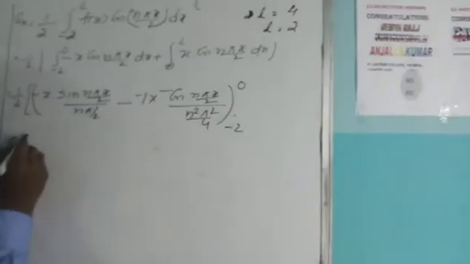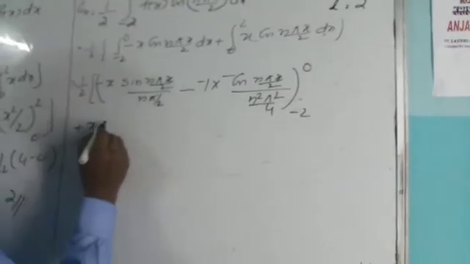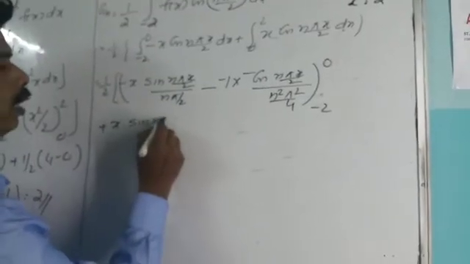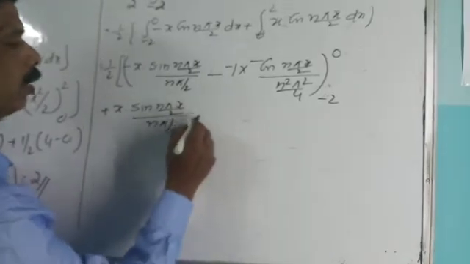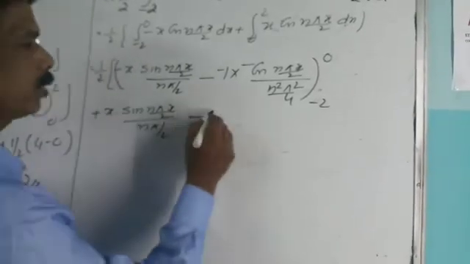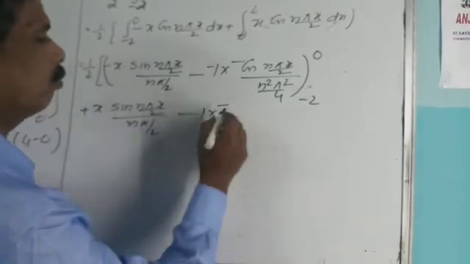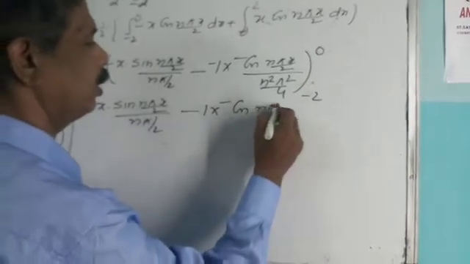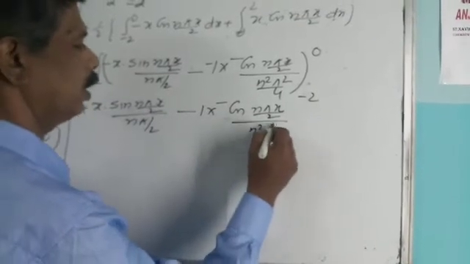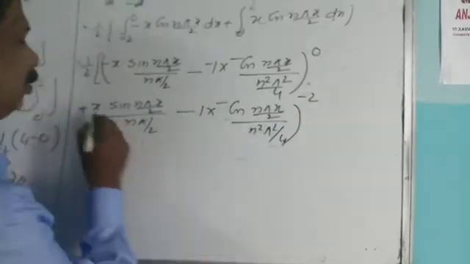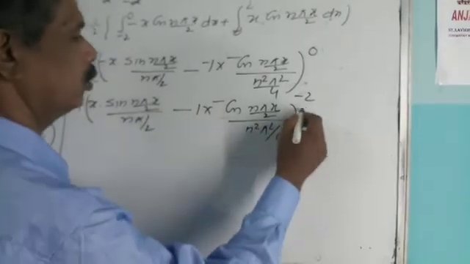In the next step we also apply tabular integration by parts. First function x into integral of cos n pi x by 2, which is sin n pi x by 2 divided by n pi by 2, minus derivative of x, which is 1, and integral of this, minus cos n pi x by 2 divided by n pi by 2. So this becomes n square pi square by 4, with limits 0 to 2.